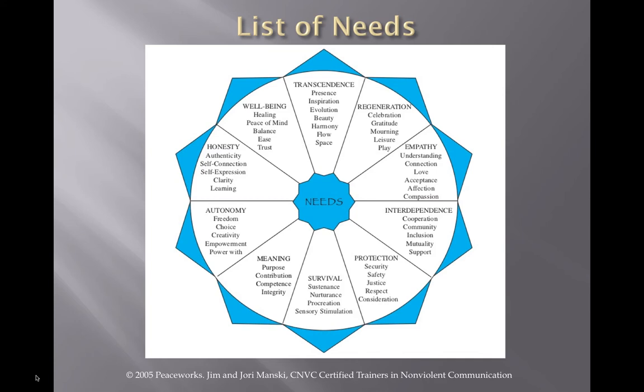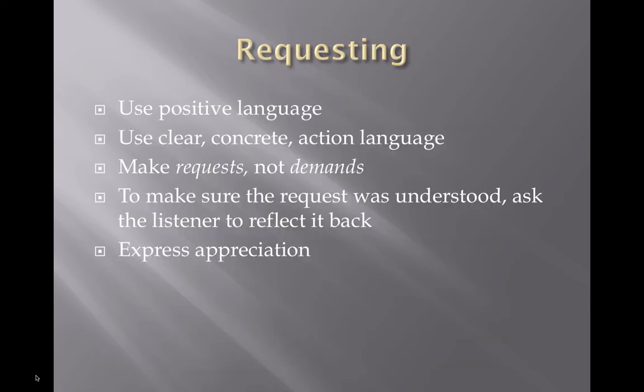So let's say I need connection and I need cooperation. I see also under interdependence, and I need support. Once we've clarified our observations, our feelings, and our needs, we can move on to making a request. Using positive language, not you didn't do the dishes, but you left the dishes in the sink. That's what happened, right?